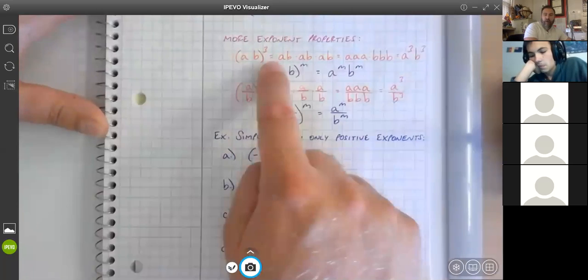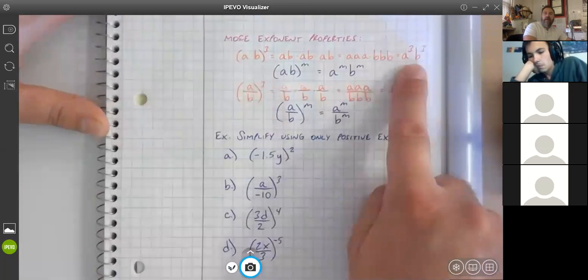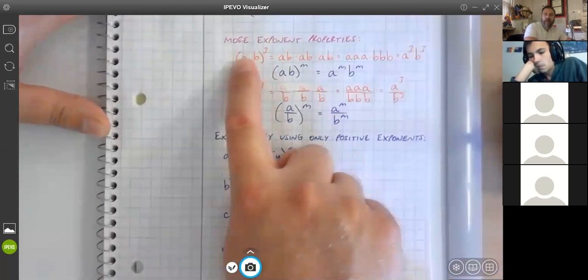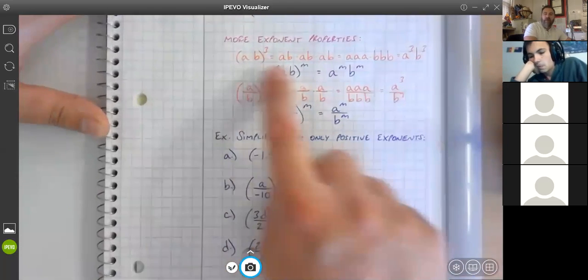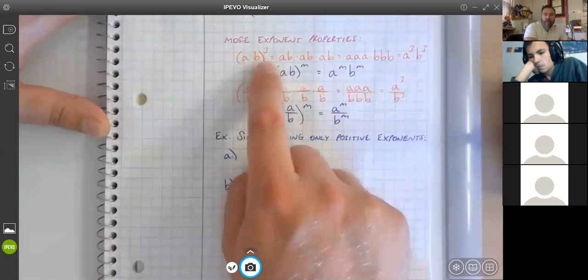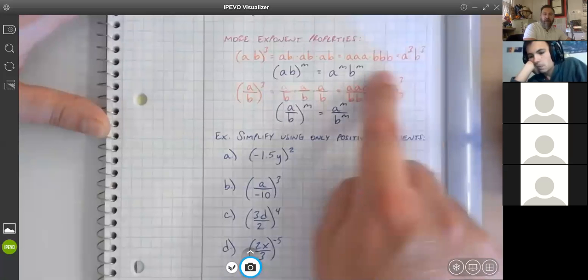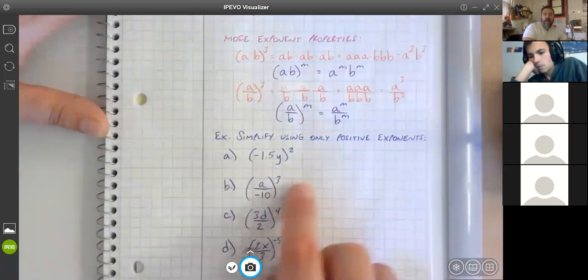I can regroup those a's and b's so that a's are together and b's are together, and we can see that it's basically just distributing in this exponent. So ab cubed, or any number of things that are multiplied by each other cubed, I can just put the cubed over each object. And so we'll see an illustration of that in a second.